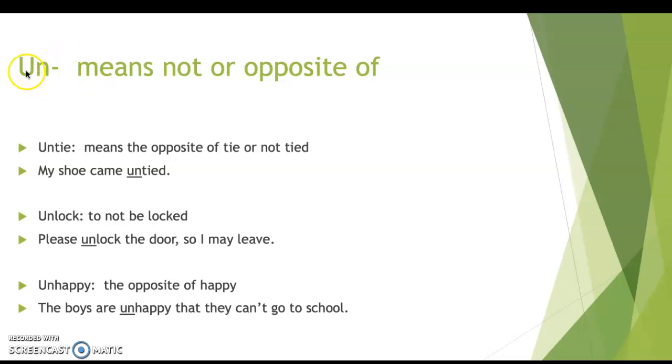We're going to start with the prefix un, which means not or opposite of. And here are some examples. For example, untie means the opposite of tie or to not be tied. For example, your shoes all the time come untied. And my sentence is, my shoe came untied. The un means not tied or the opposite of being tied.